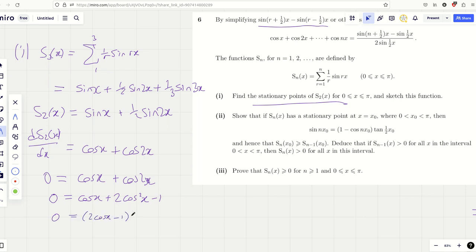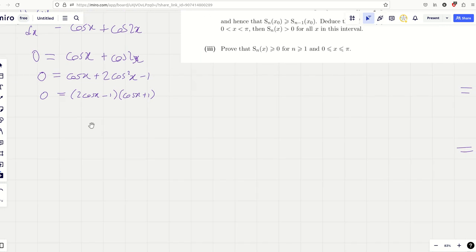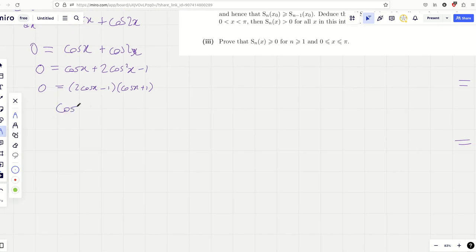And so I'm going to factorise it. And I presume it factorises because it's told me to find the coordinates, and sketch the function. Sure enough, it does factorise to give you that. And so you get cos x is a half, or minus 1. And if you're just dealing in the range from 0 to pi, that only gives you pi over 3, or pi. So now we can sketch it.